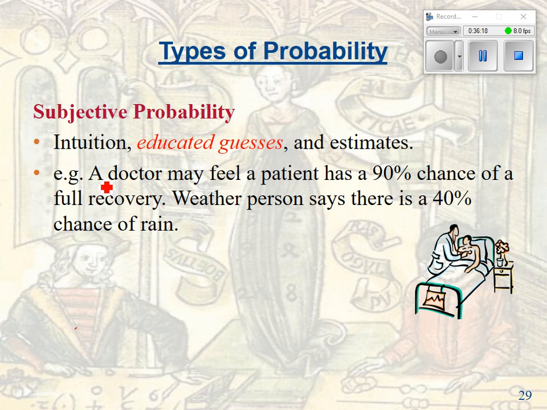Subjective probability, the third probability. So you've got theoretical, you've got empirical, and you've got subjective. Theoretical, again, is just all math. Empirical is from observations, what we see if we take a survey or whatever. Subjective is sort of like an educated guess.